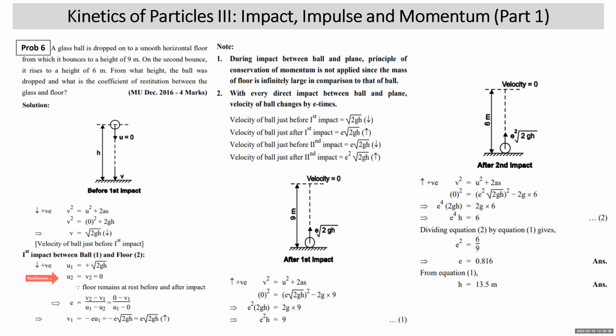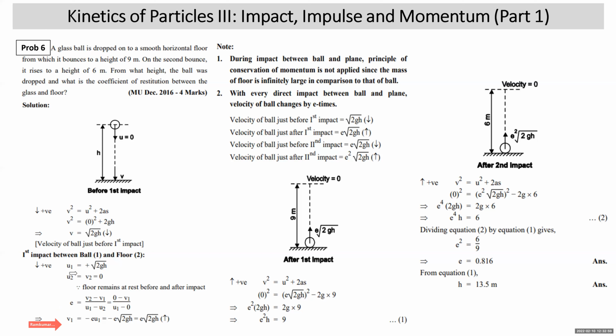Right? Now, e is equal to (v2 minus v1) upon (u1 minus u2). v2 is 0 minus v1, upon u1 minus 0. u1 I have not yet substituted. So what you get is v1 is equal to minus e times u1. Substitute the value of u1 as under root 2gh: minus e under root 2gh. The minus indicates that it is not downward, it is upward. Right?